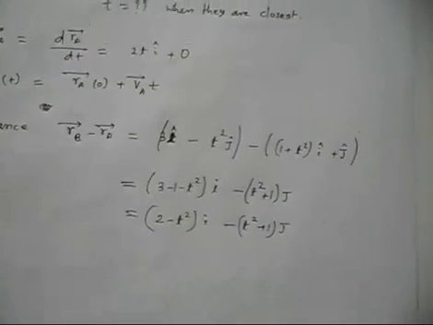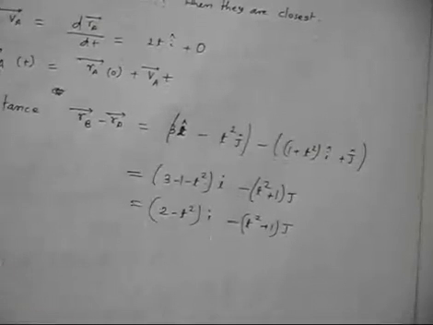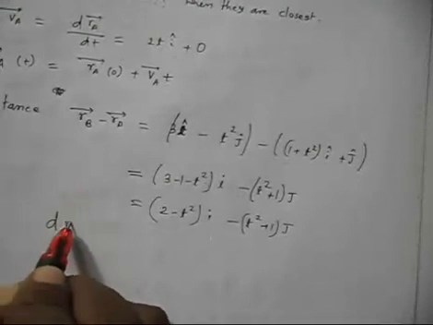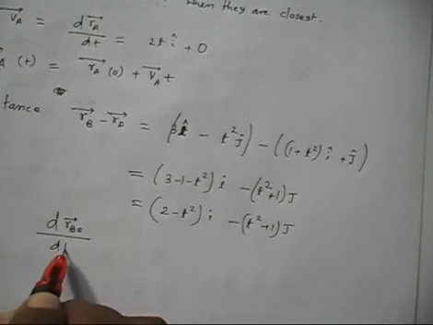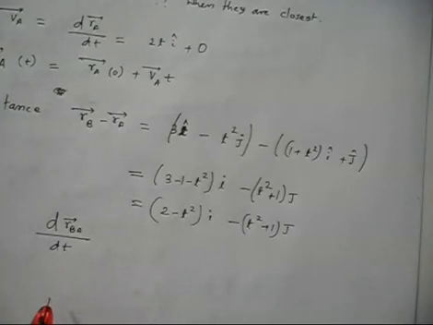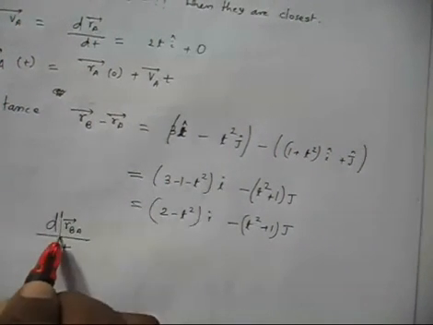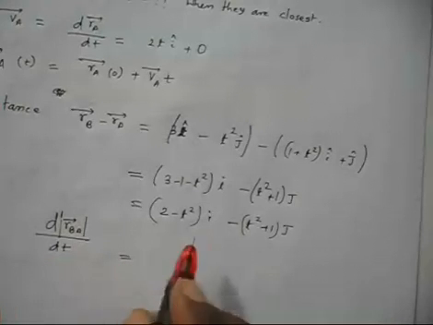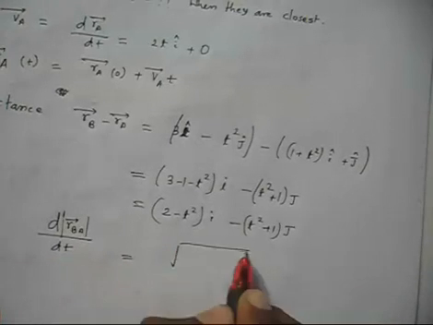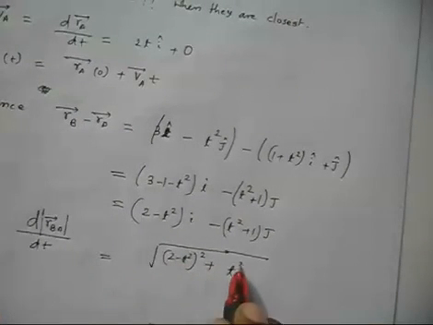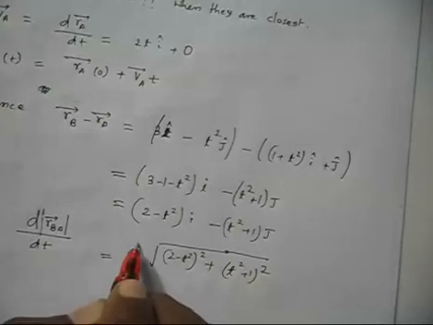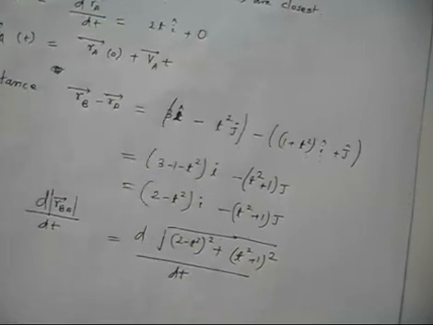Now we have to minimize this distance. So basically we have differentiation. So this is dr, the position of B with respect to A. If I have to minimize this distance, I have to take the mod also, because this is a displacement. So what is the mod? The distance is root over (2 minus t square) whole square plus (t square plus 1) whole square. I have to differentiate this with respect to time.